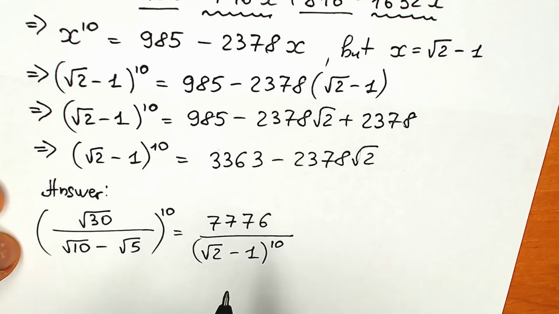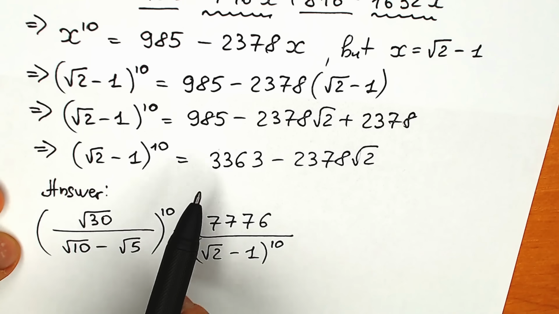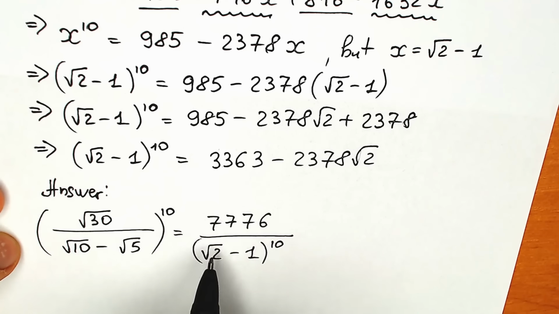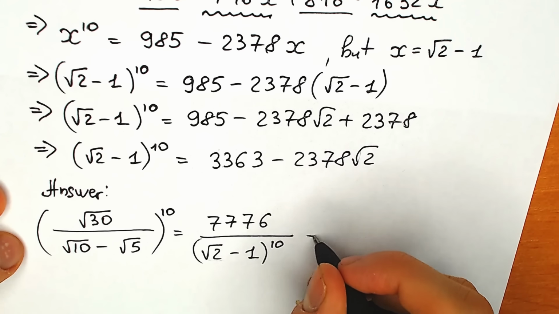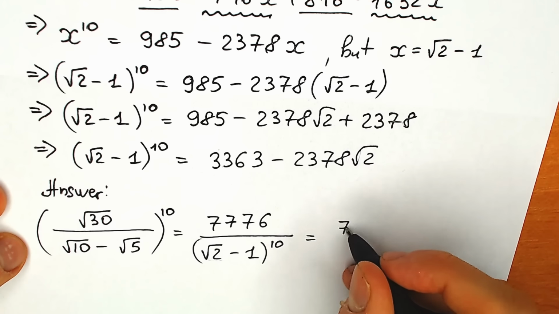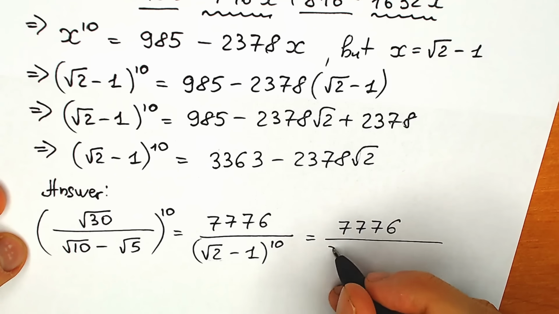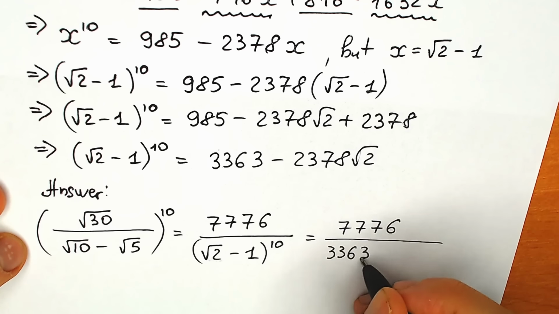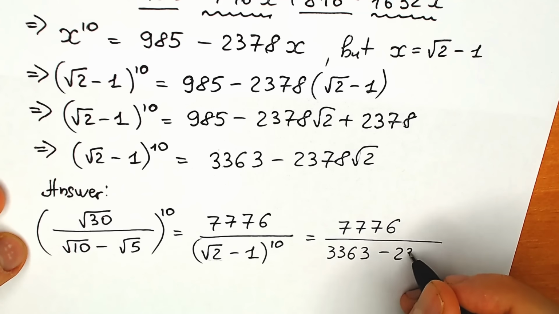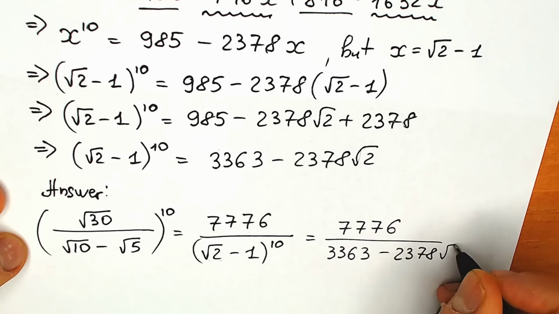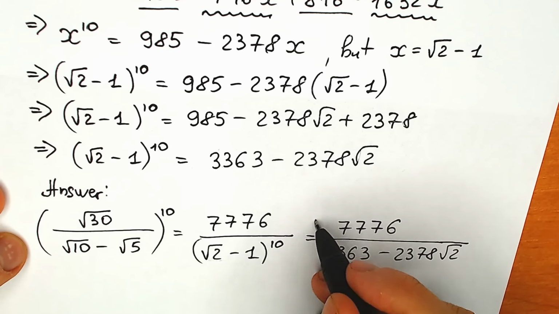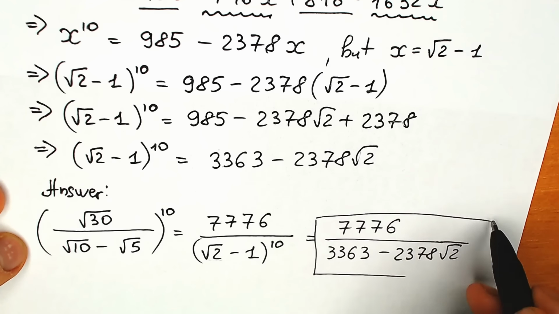And we said that we have to simplify this, we have to evaluate it, and right now we have a result. This is our expression. We're going to plug it in right here in this spot in our denominator. So our final answer is 7,776 all over 3,363 minus 2,378√2. This is our final answer to this question.